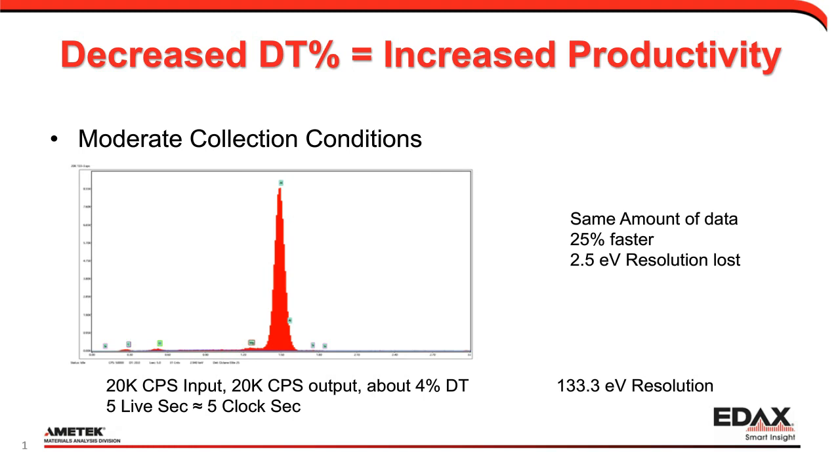And so the conclusion here is we have the same amount of total data in the spectrum, but we're collecting 25% faster, and we only sacrifice 2.5 EV of resolution, and that is a very, very small amount of quality to lose when we're going that much faster.